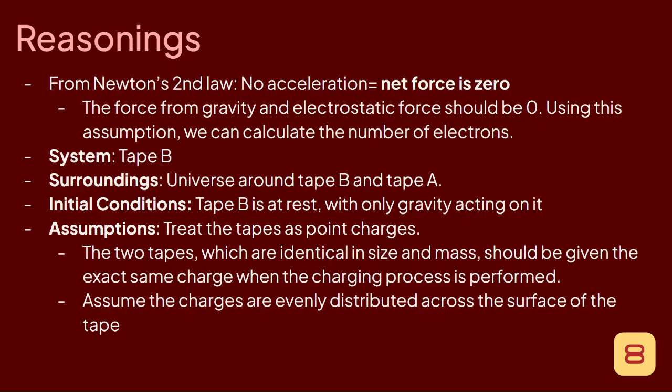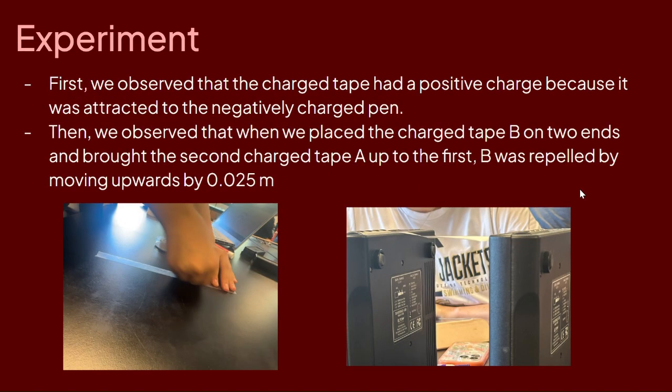In this case, the system is tape B. The surroundings would be the universe around tape B and tape A. Also, for initial conditions, we're going to say tape B is at rest with only gravity acting on it. We're going to assume that the tapes can be treated like point charges. Both tapes, in our assumption, are identical in size and mass, which is why we will give them the same exact charge after you perform the charging process. We're also going to assume that the charges are evenly distributed across the surface of the tape.